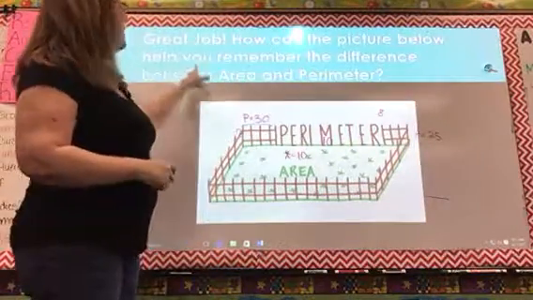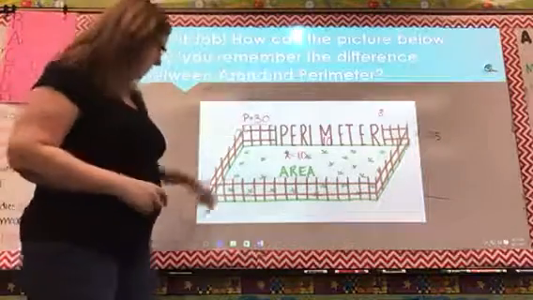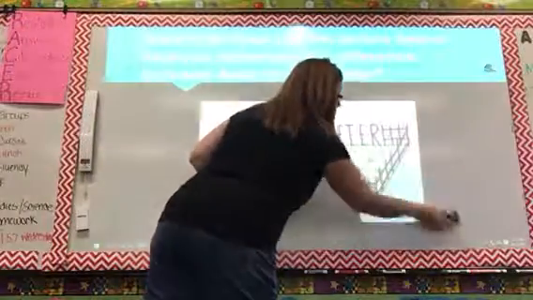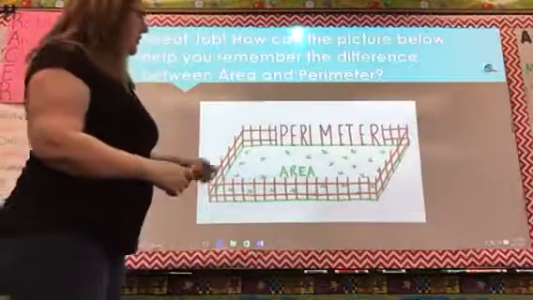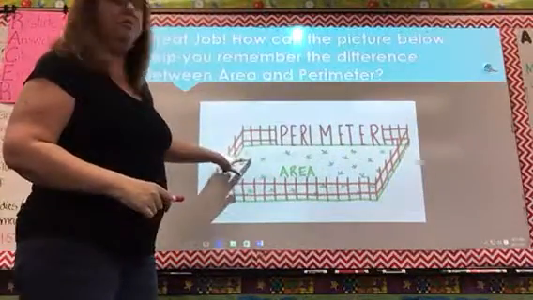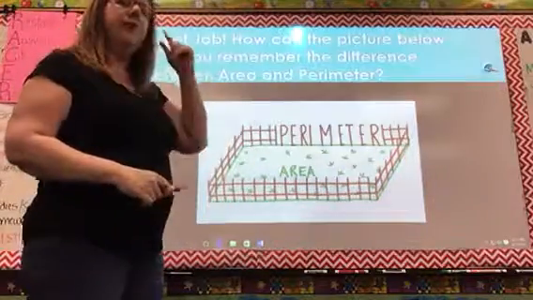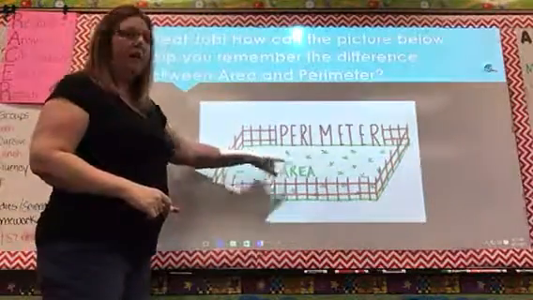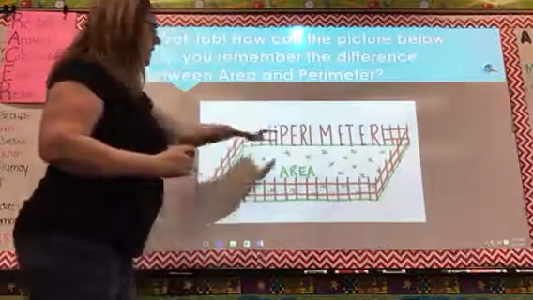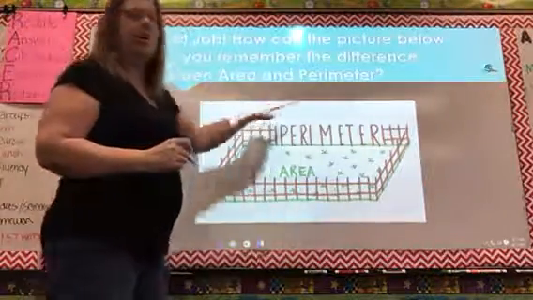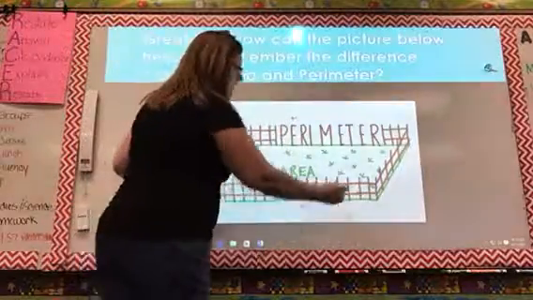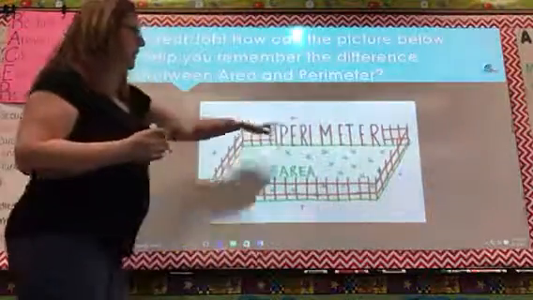How can the picture below help you remember the difference between area and perimeter? Well, I guess I should erase the board so you can see the picture. There we go. Look at this cool picture. Do you see the perimeter of the garden? Do you see the area within the garden? Get this picture in your mind and it will help you remember. Area, we're looking for the inside. Length times width. Perimeter, we're adding the sides all around the outside. This number, plus this number, plus this number, plus that number, and we've got perimeter.